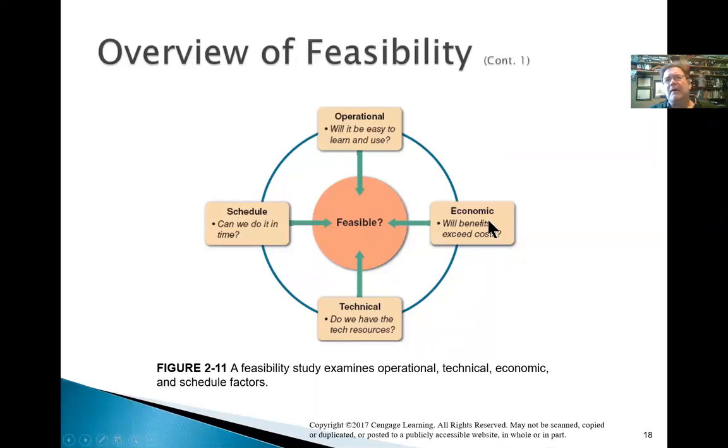Economic feasibility is basically, does it make financial sense for us to do this, or even can we afford it, right? So that's an economic feasibility. Technical feasibility is, now they're saying, do we have the tech resources, but also, do we even have the technology? It might make a lot of business sense for me to drive to the moon, but I don't have the technology for that. So is it technically feasible for us to actually do this particular project?